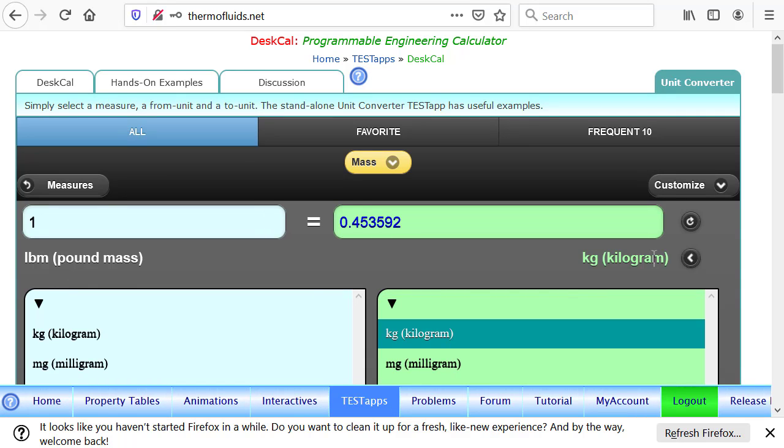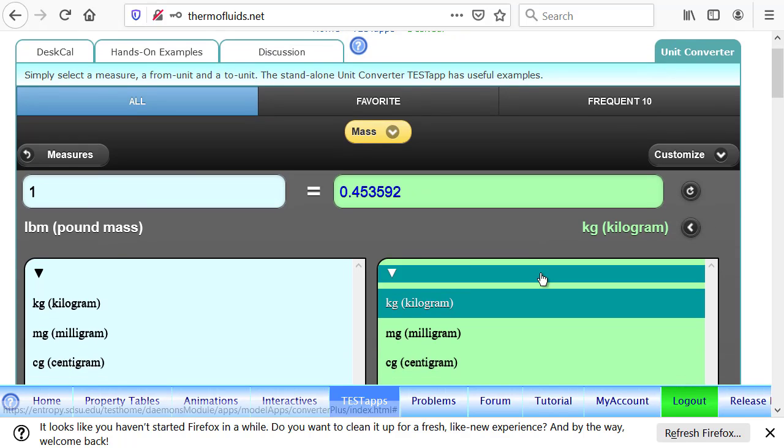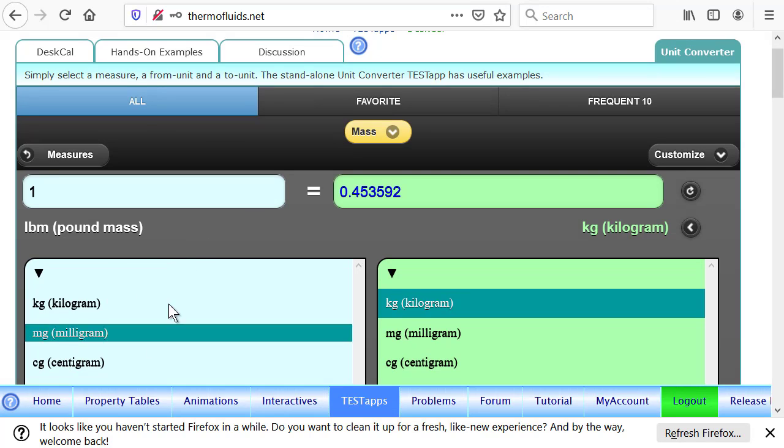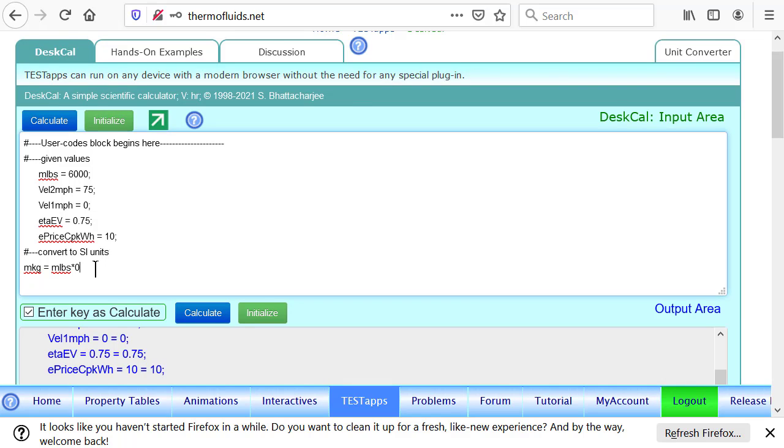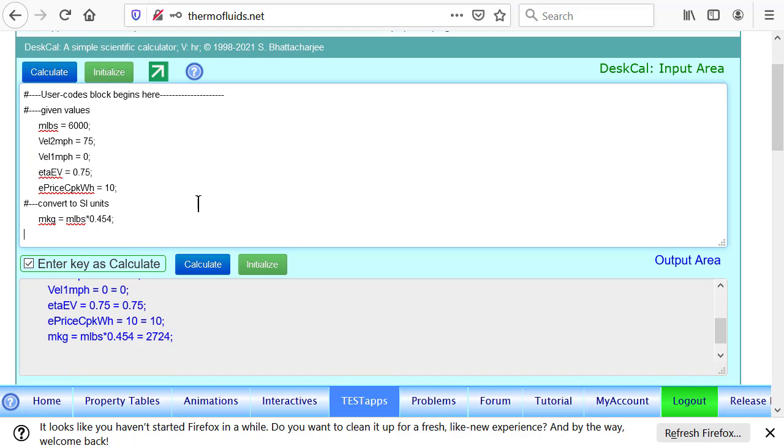So 1 kg is 2.2 pounds. 1 pound is 0.454 kg. Notice how easy it is to switch the units here. But you can also select the unit from the left list and right list. The left one is the from unit, the right one is the to unit. Pretty intuitive. So we could put 6,000 right here to get how many kilograms, but instead we'll pick up the value 0.454. If you want, you can write a comment that you used the unit converter. So we can calculate. So mass in kg has been found.